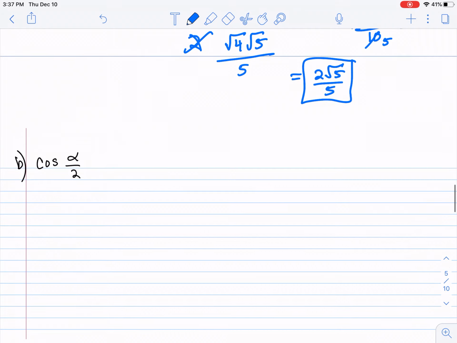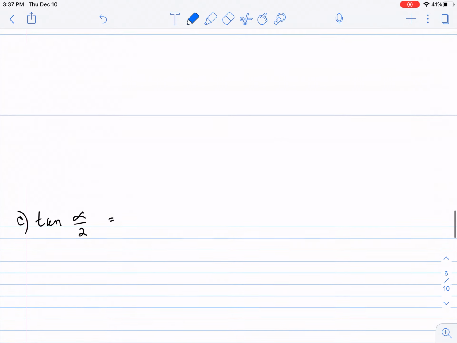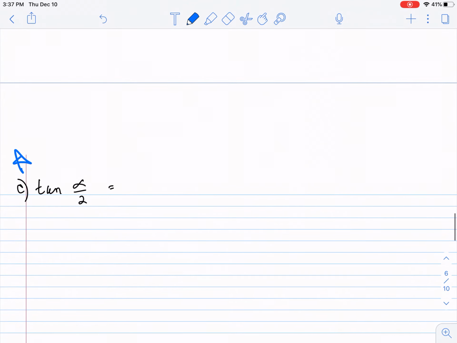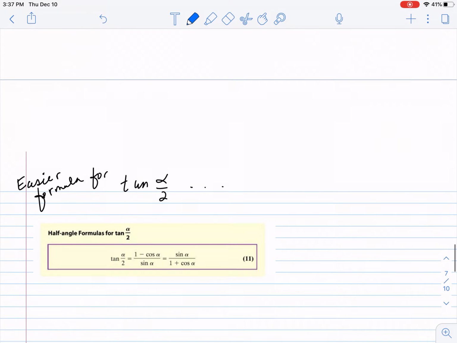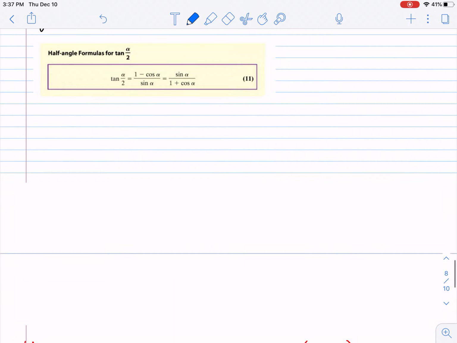Let's look at the next one, cosine of alpha over 2. You guys can do that. It's just going to be following the half angle formula for cosine. Okay, tangent, we're going to put a little star next to that. That might be, for time's sake, just a bonus, okay? There's the formula for the tangent. It's tricky.